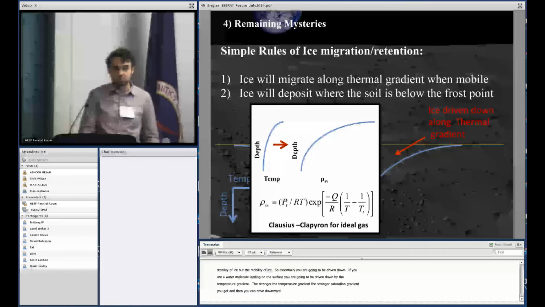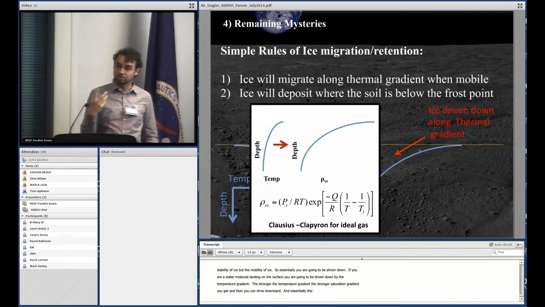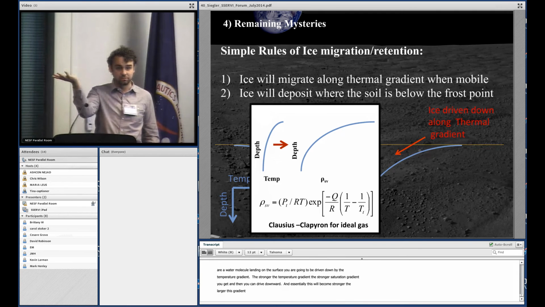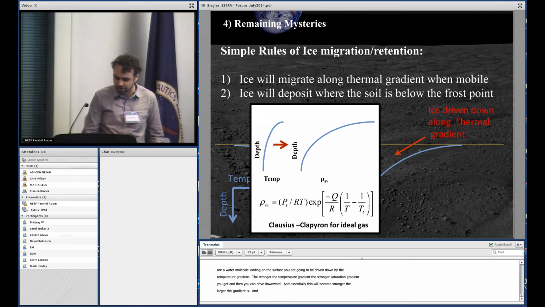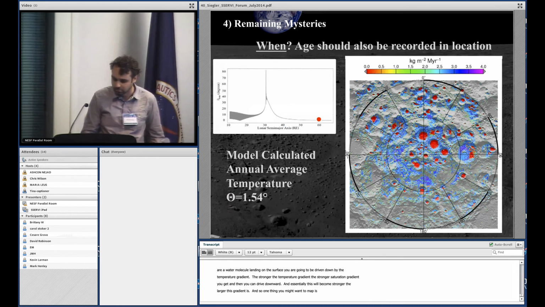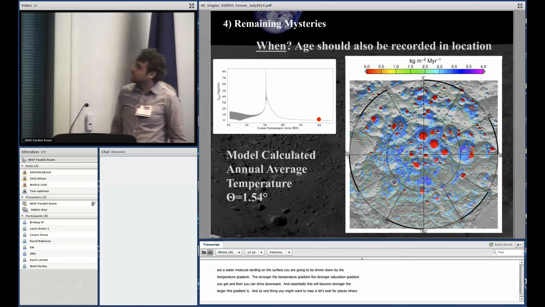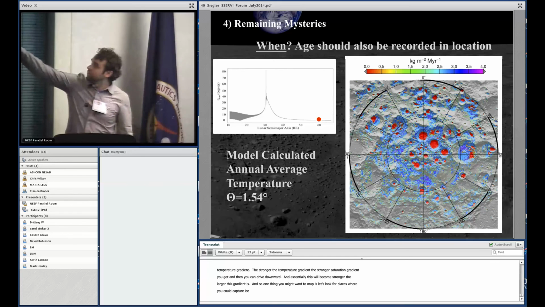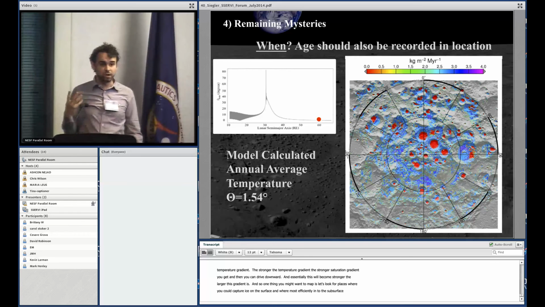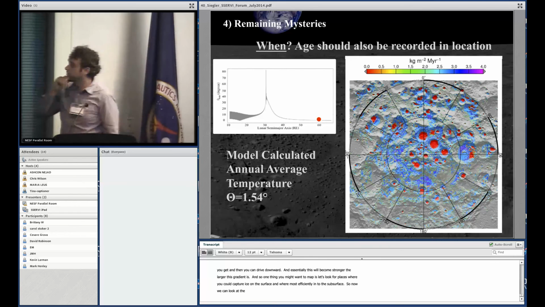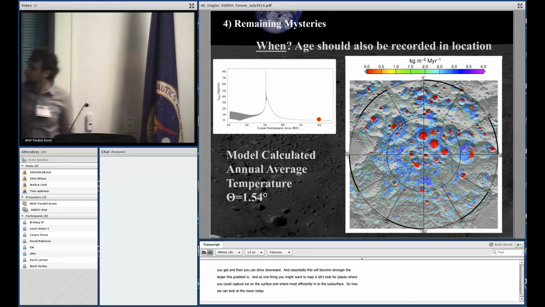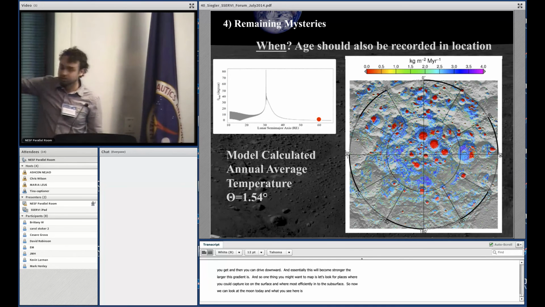And so one thing you might want to map is, let's look for places where you could capture ice on the surface, and then where they would pump most efficiently into the subsurface. So now we can look at the moon today, and what you see here is, blue is good pumping, all right? And Norbert Schörghofer and Odette Aharonson just wrote a paper about this as well. And this is just another way of calculating that same thing.